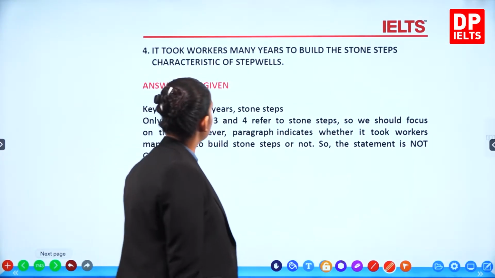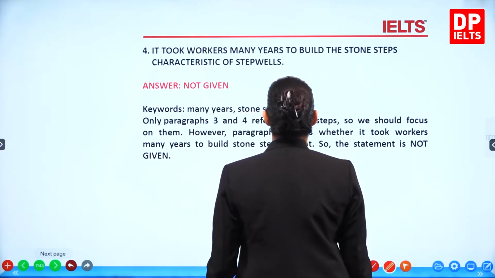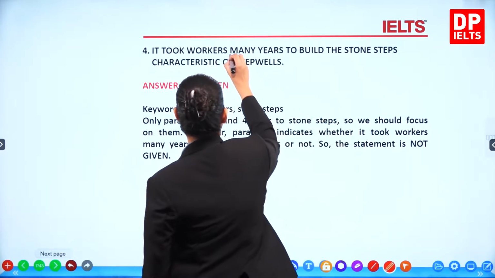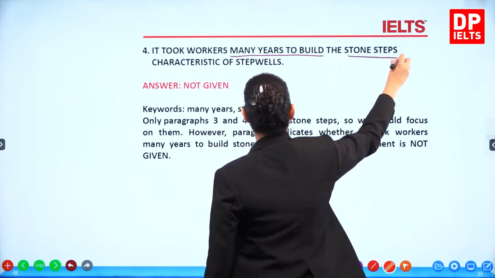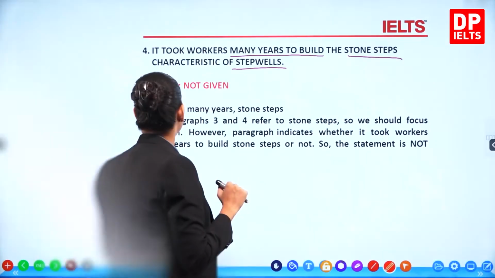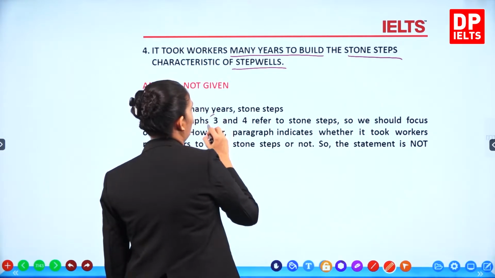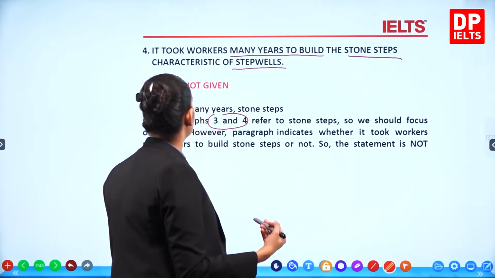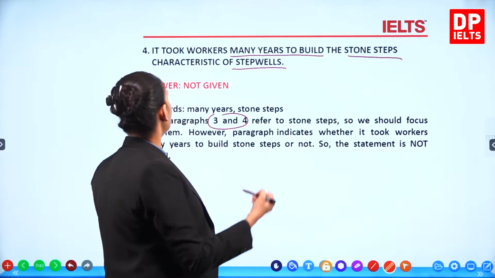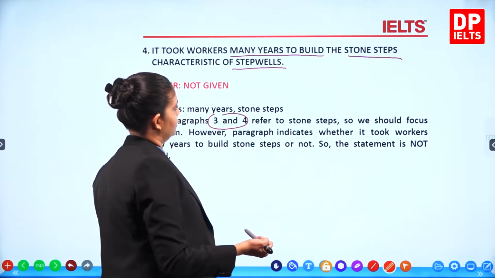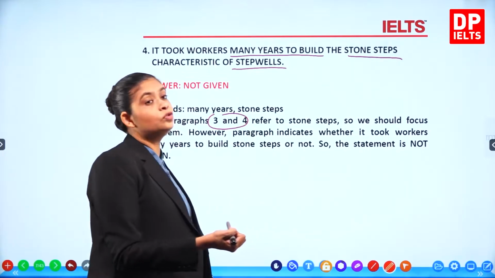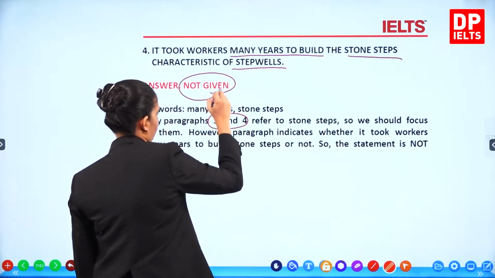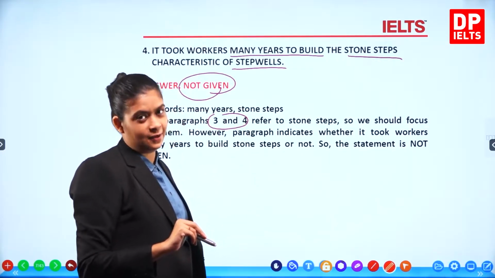It took workers many years to build the stone steps characteristic of step wells, right? So only paragraphs 3 and 4 refer to the steps, but nowhere do they talk about how many years it took to build the stone steps. Did they take many years or not? We don't really know because it doesn't mention anything about it. So therefore the answer is not given.